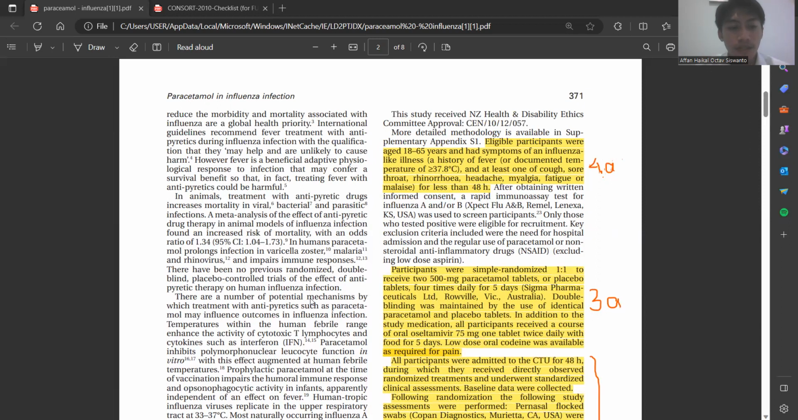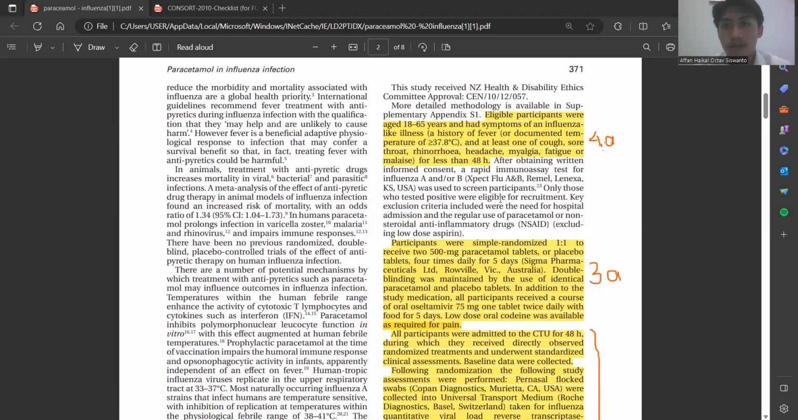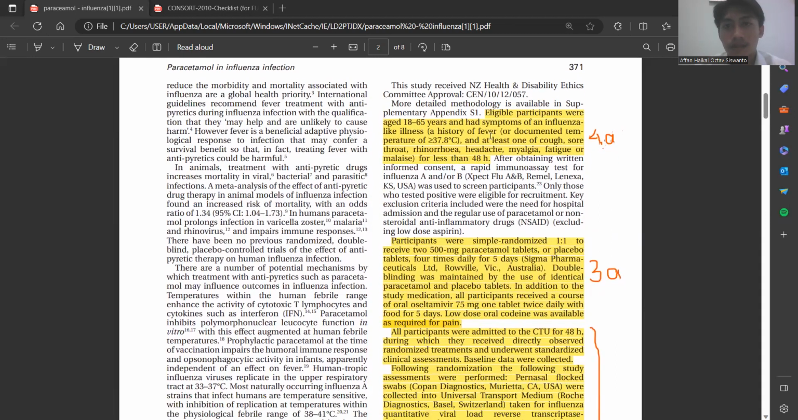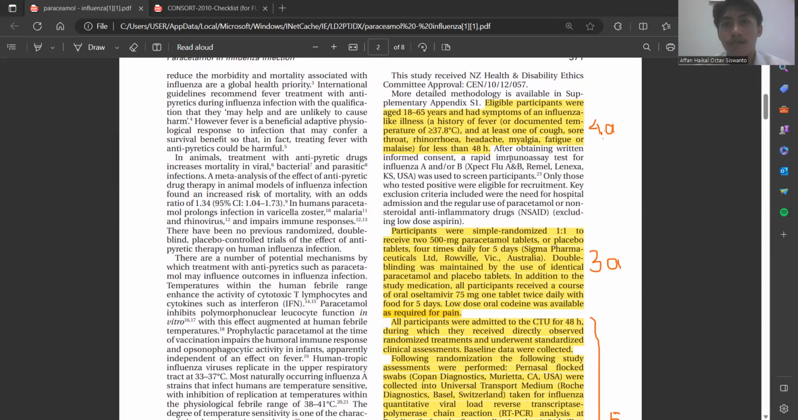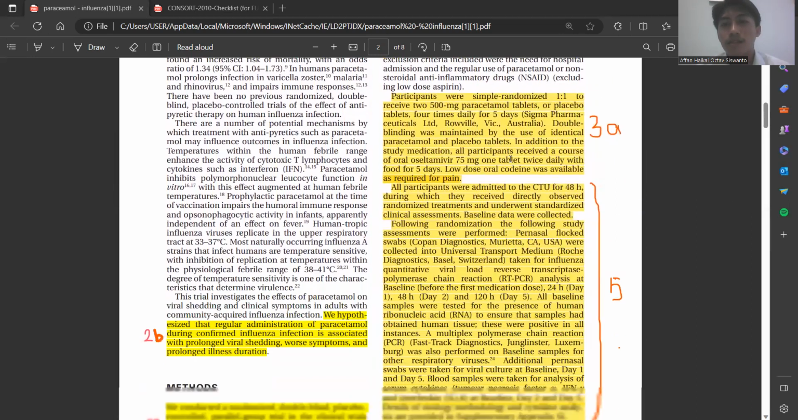And the next item here is item 4A. That is eligibility criteria for participants. In this article it is mentioned that eligible participants were aged 18 to 65 years and had symptoms of an influenza-like illness, and at least one of cough, sore throat, rhinorrhea, headache, myalgia, fatigue, or malaise for less than 48 hours.